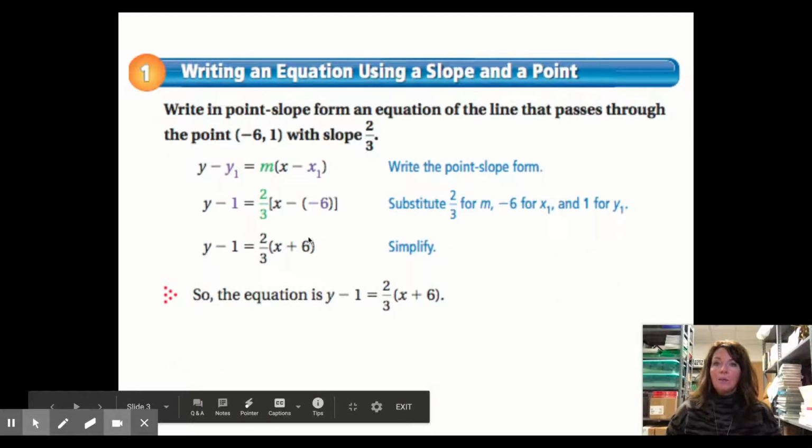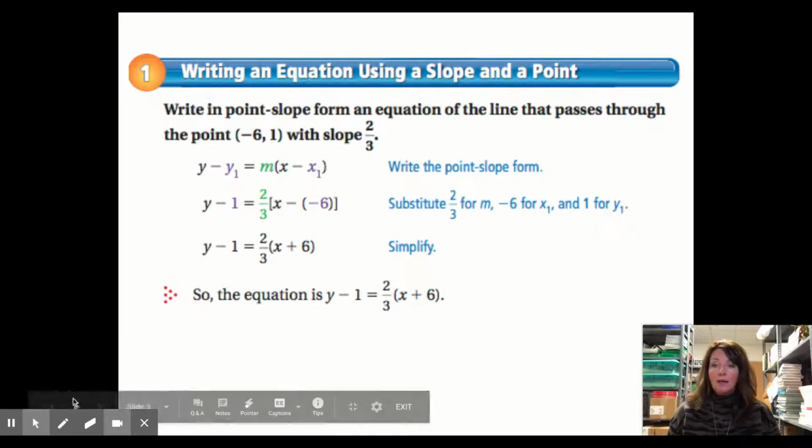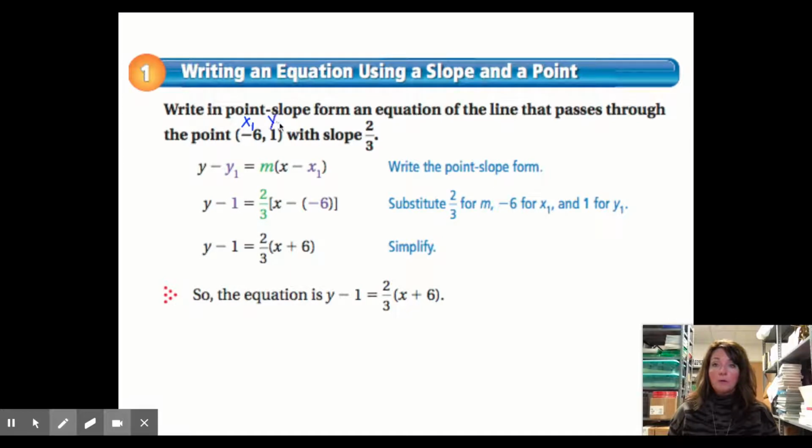So writing in point slope form, the equation. Now, sometimes we'll leave it in point slope form, so pay attention to the directions. Write in point slope form an equation. It goes through this point, which is not the y-intercept, right? It's just a point on the line, and it has this slope. So we get to plug in the values. This becomes x1, and this becomes y1. So we plug in y1, we plug in the slope, and we plug in x1. Then we can simplify. Right here, we have to simplify this double negative, and we have our final answer in point slope form.